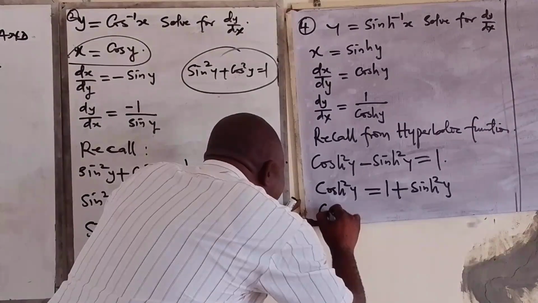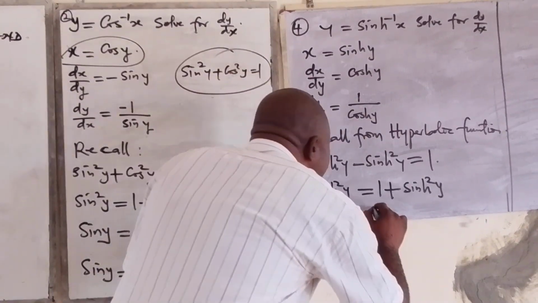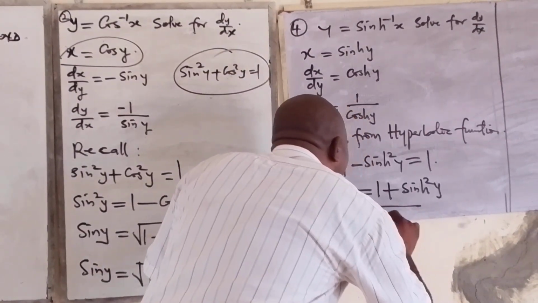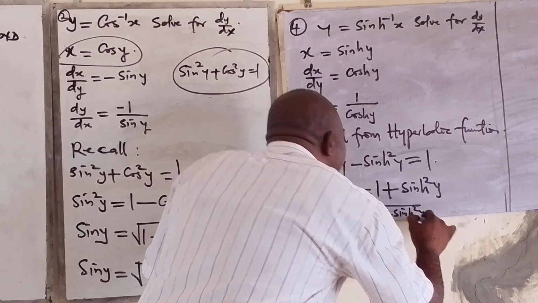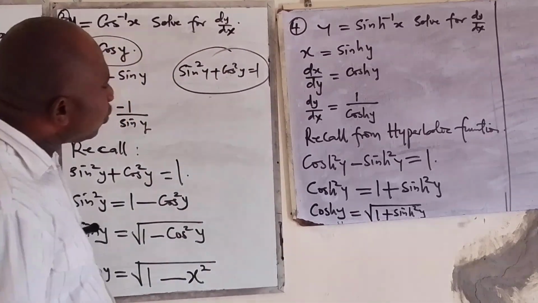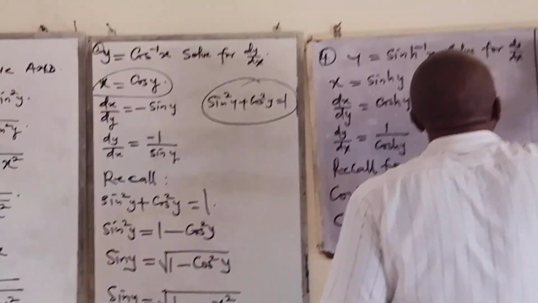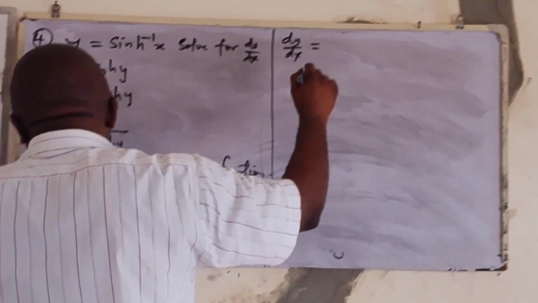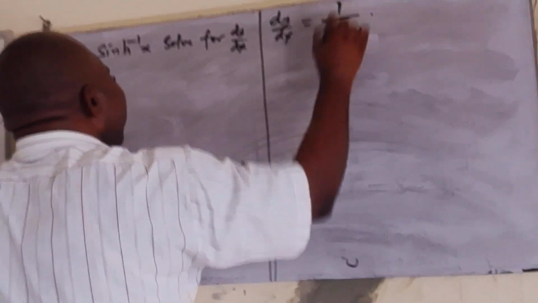So our cos hy, removing the square, will give us the square root of 1 plus sine h square y. Please take note, that's y. So now the dy all over the dx is equal to 1 all over cos hy.